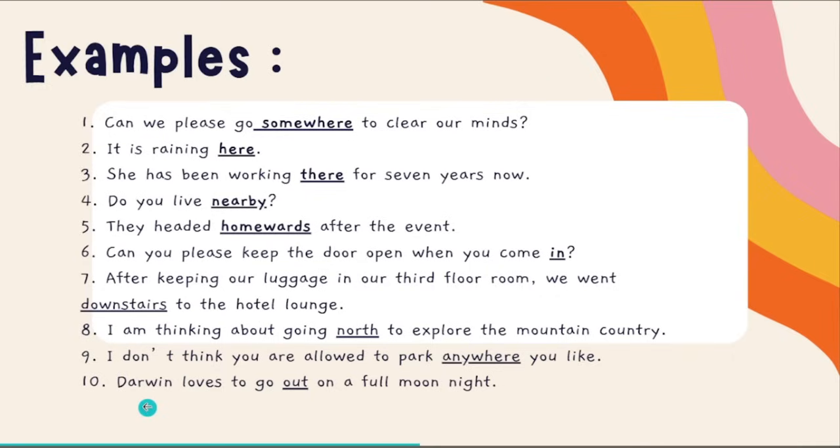Another example here is, Darwin loves to go out on a full moon night. So where did Darwin love to go? It's out, or the outside. So our adverb of place here is the word out, and it is also placed right after the verb, which is the word go. Go is an action word. So it's a verb.